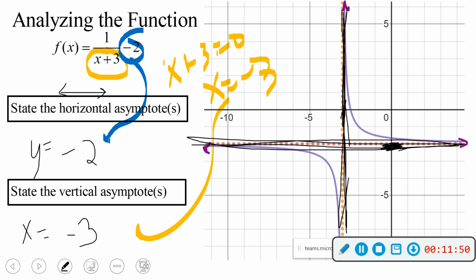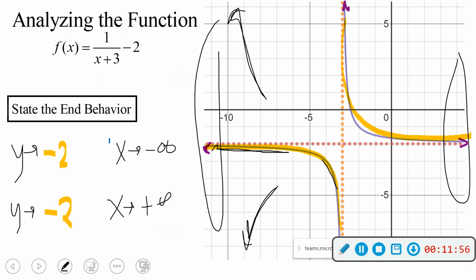Can you give me a 1 through 5 right now on your understanding of how do I correctly identify the vertical and the horizontal asymptote and the end behavior? 1 through 5. Thank you again for your participation.